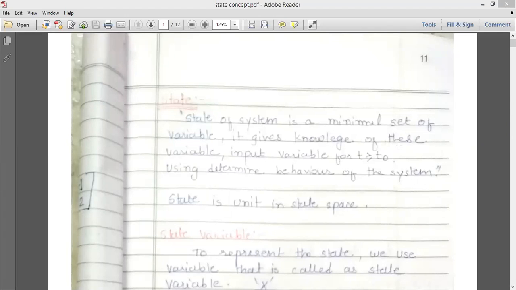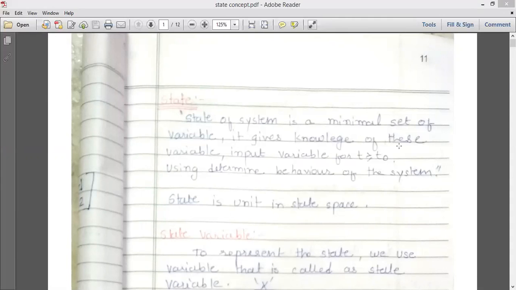Good morning, students. Today we will see the concept of the state and the state equation. A modern complex system may have many inputs and many outputs. To analyze this system, it is essential to reduce the mathematical expressions. To understand that, we have to study modern control theory, and there are a few concepts we should understand.